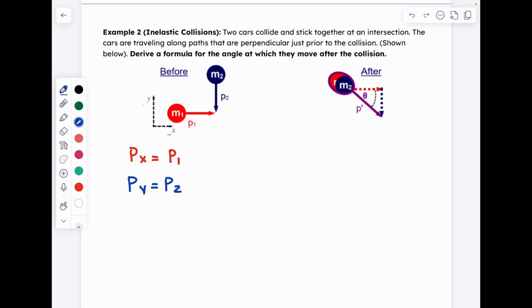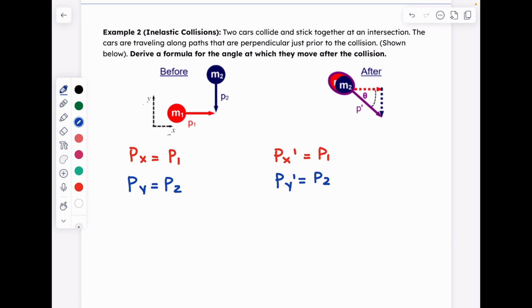So just like we did before, I'm identifying any givens I can. After the fact, that has to also still be true. So after the fact, in the x direction, we should still have P1. And in the y direction, the momentum should still be equal to P2, whatever P2 is. We don't have a number for it.